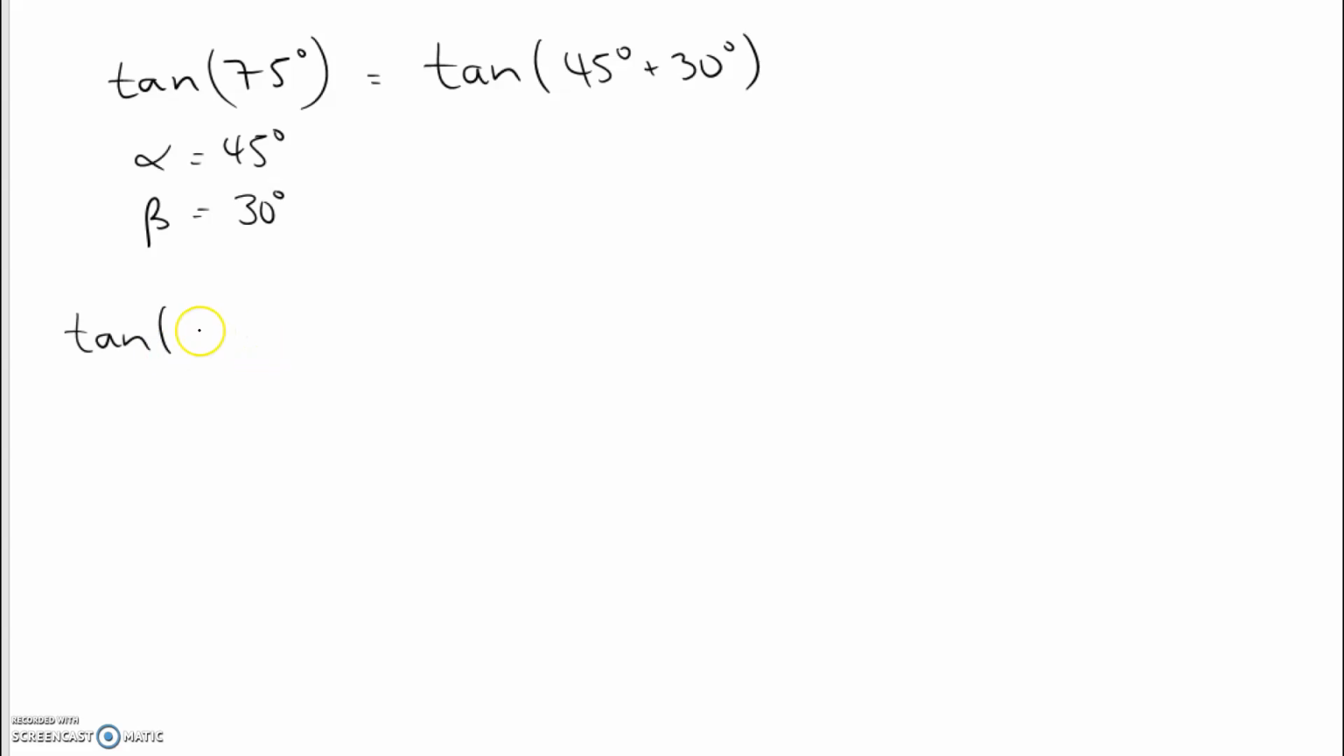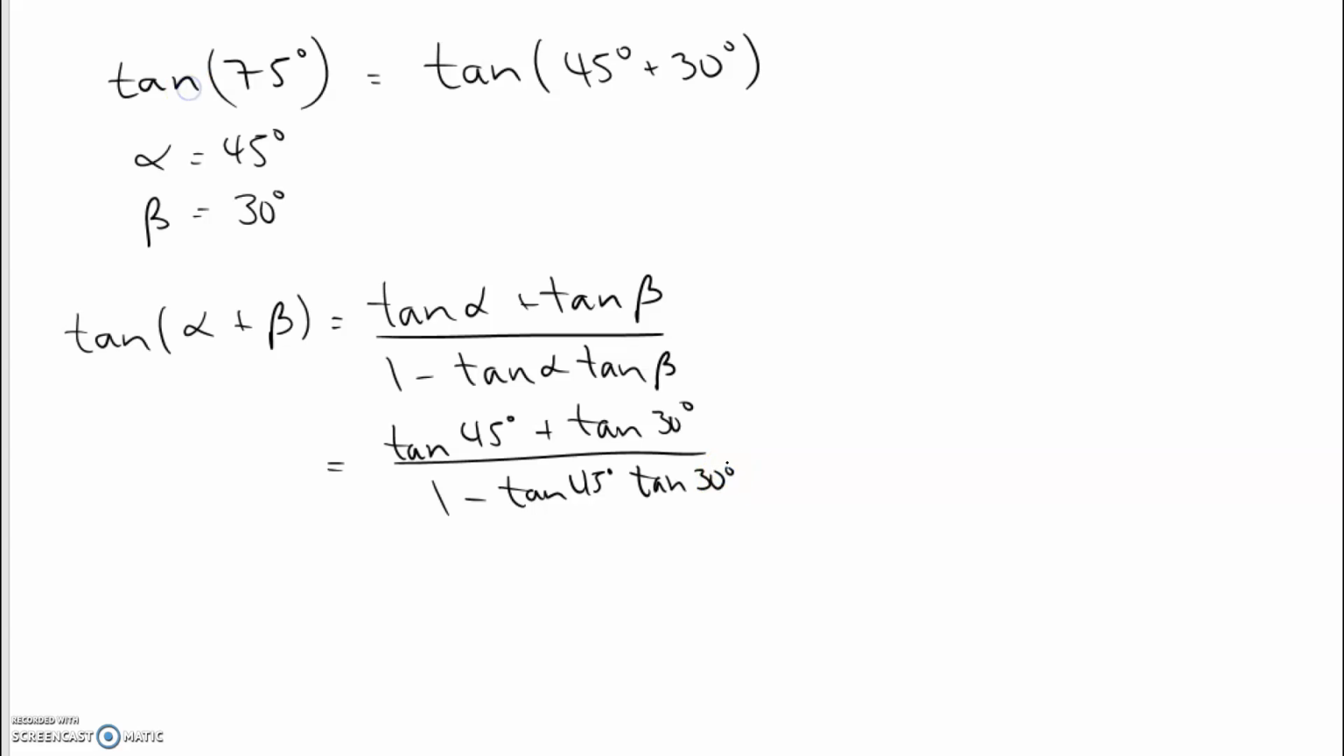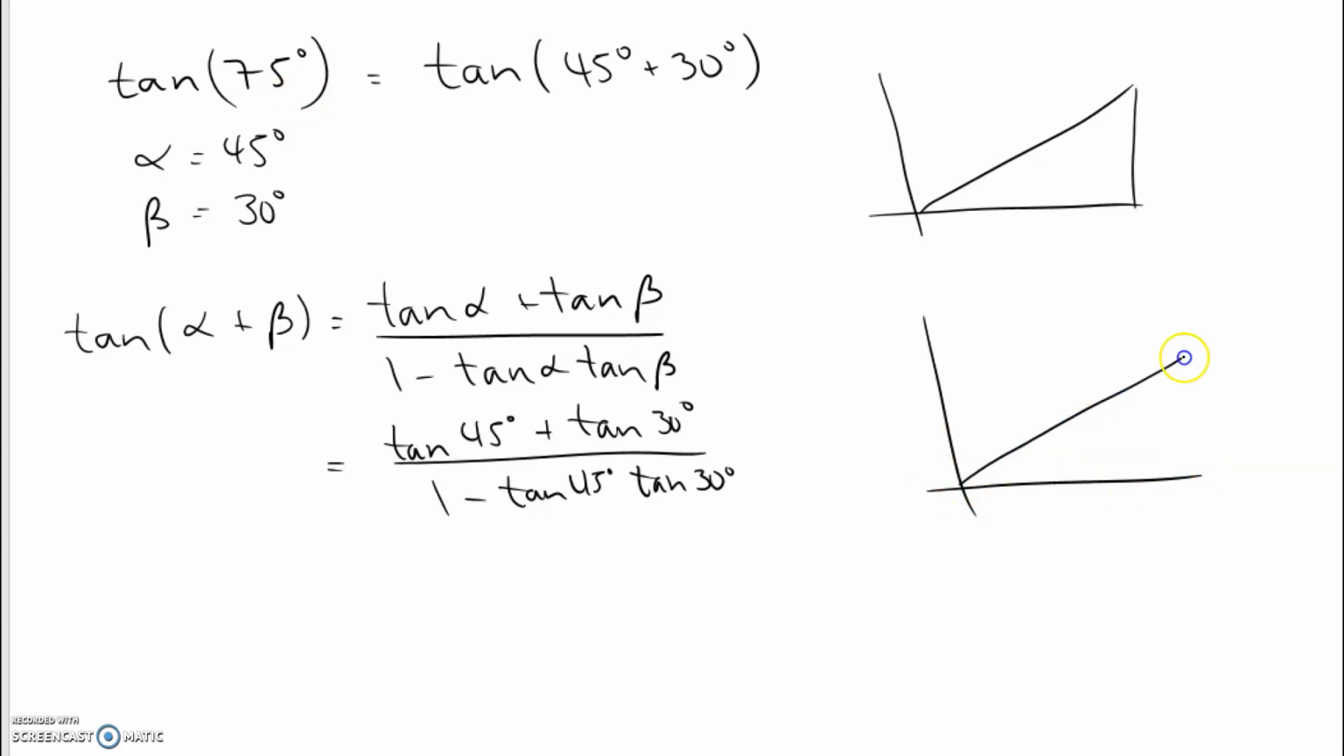Tangent of alpha plus beta is equal to tangent of alpha plus tangent of beta, over 1 minus tangent of alpha times tangent of beta. Okay, so plug it in. Tangent of 45 plus tangent of 30 divided by 1 minus tangent of 45 times tangent of 30. Okay, I need 45 and I need 30.